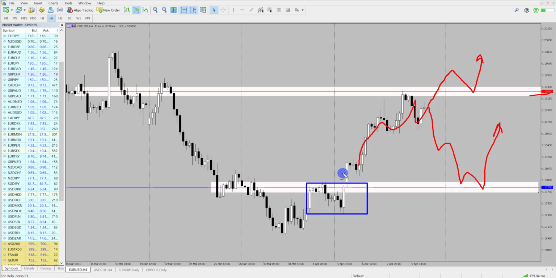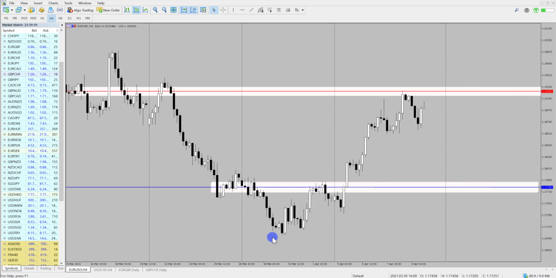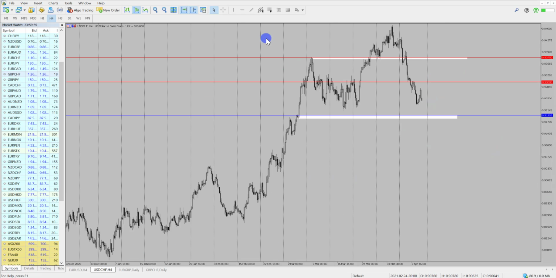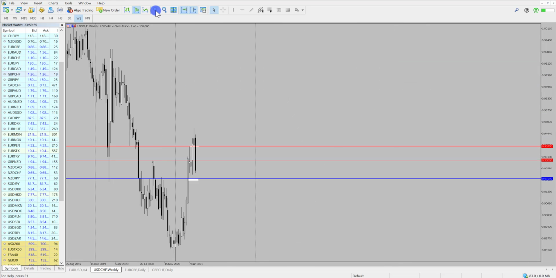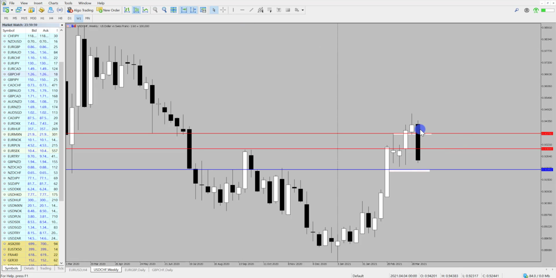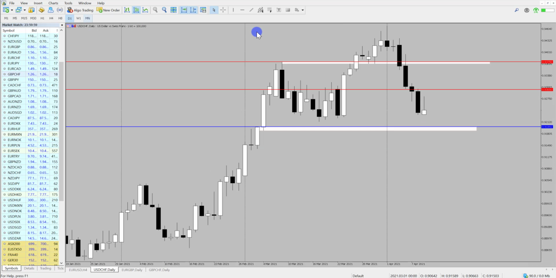Okay, so that's what I'm going to be looking for here on euro this week. That leads me on to dollar Swiss, so very much the inverse of euro US dollar. If I actually go on to dollar Swiss and just zoom in a little bit, we can see that we have a really nice strong bearish week compared to the bullish week on euro US dollar.